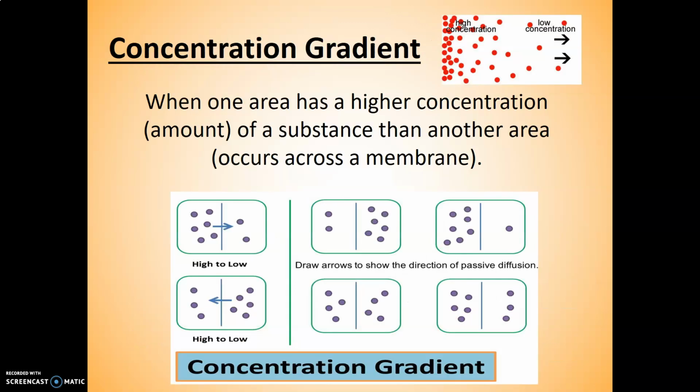So there are concentration gradients, where one area has a higher concentration of a substance than another area, and this occurs across a membrane. If you look at this concentration gradient here, the first diagram, you have a high concentration to low concentration. So these arrows are just drawing how the molecules will move, okay? And then from low to high.